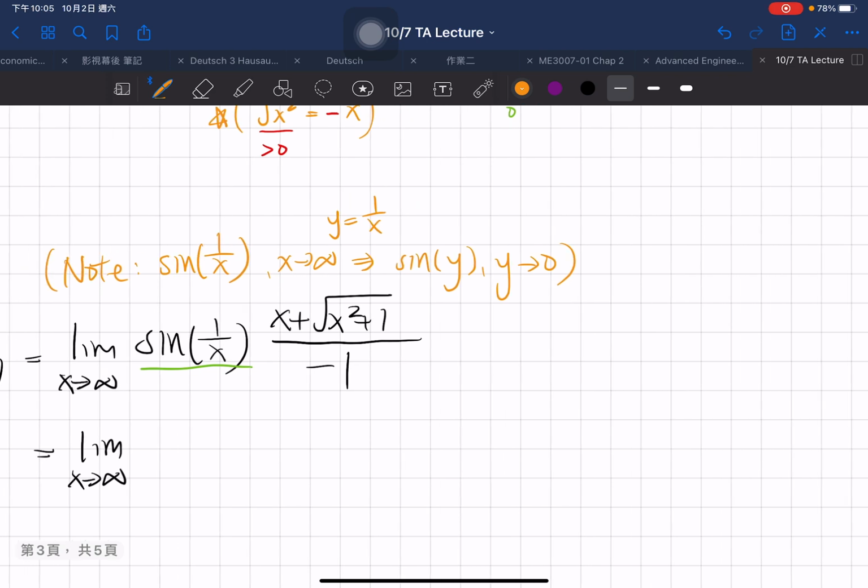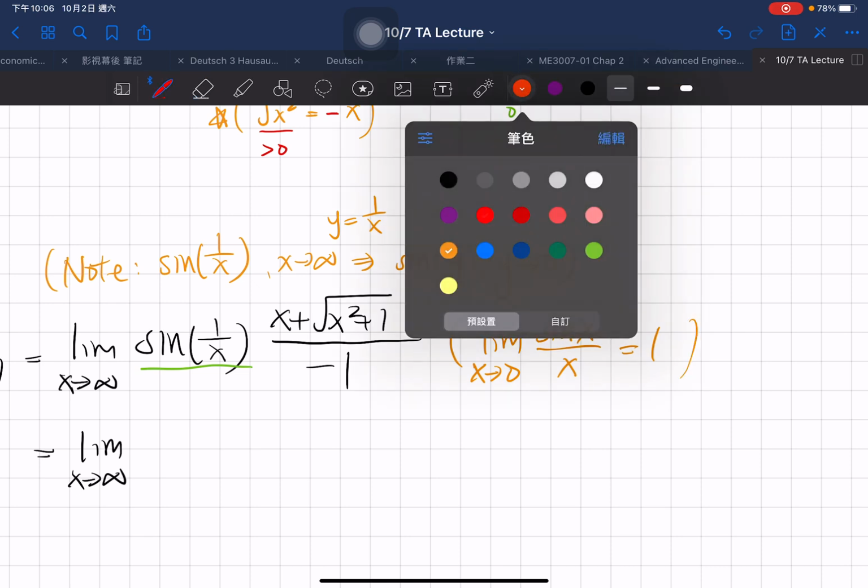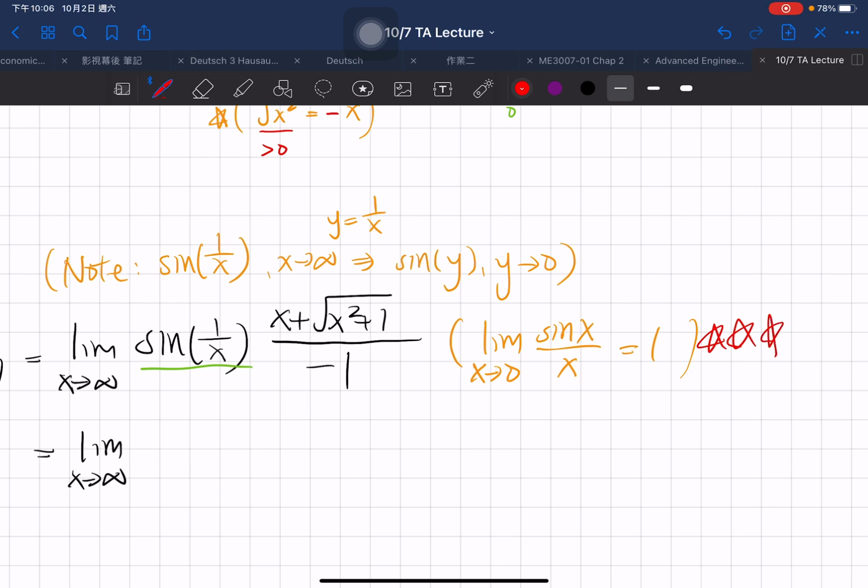And we also notice that the limit of sine x over x when x approaches 0 is 1, right? This is proven in the lecture video, so this is very, very important. You don't need to prove this limit in the test or in the exam. You can just write that this limit equals 1 when you are in the quiz, the homework, or the final exam.